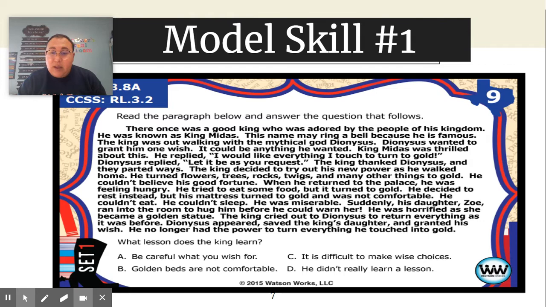So, could it be A, be careful what you wish for? B, golden beds are not comfortable? C, it is difficult to make wise decisions? Or D, he didn't really learn a lesson? So let's think about A. It says, be careful what you wish for. Well, that kind of talks about his actions because he wished that everything he touched turned into gold, right? But when it happened, he realized that it wasn't such a great wish.